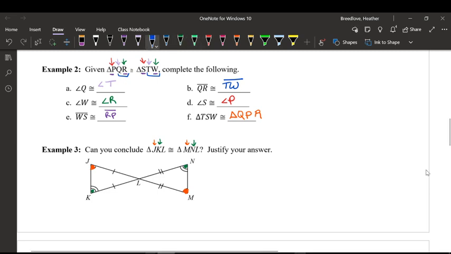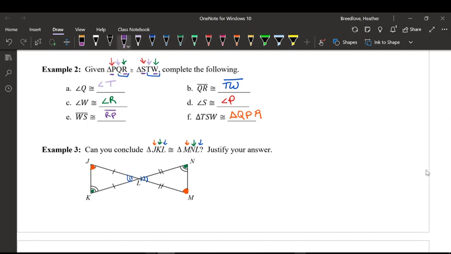Alright, so what about L? Does angle L, is it congruent to angle L? Even without looking at the picture, you should be able to say, yeah, that makes sense. And here in the picture, they're vertical angles. That's why it's congruent to itself, because it's vertical. Alright, so the angles all match, but we can't just say it's a congruent triangle because the angles match. We have to check the side lengths as well.